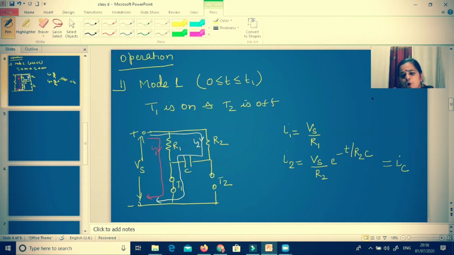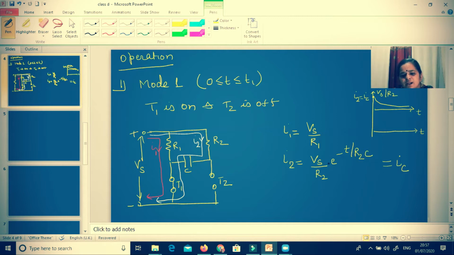Now, if I want to plot this current, when t is equal to 0, e to the power minus 0, e to the power 0, means 1. Suppose this axis is t, and I am representing I2, which is equal to IC. So the initial current is Vs by R2. And when t is equal to infinity, e to the power minus infinity is 0. In between it will vary by this expression, exponentially decaying, and at t equal to infinity the current will be 0. So this is how the variation of current I2, or the charging current, will be.